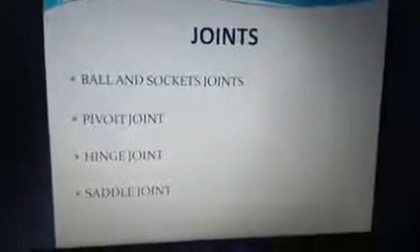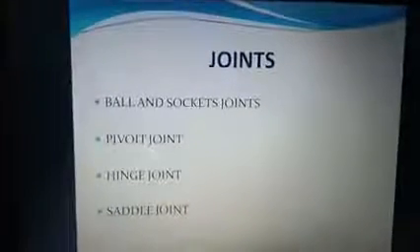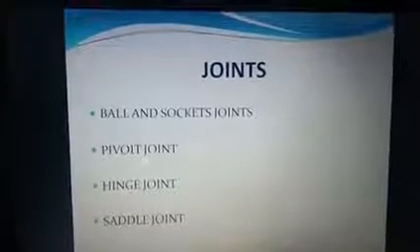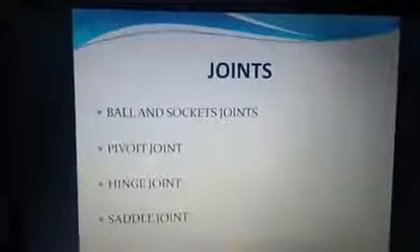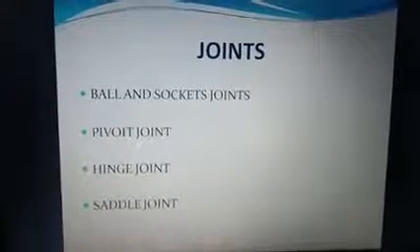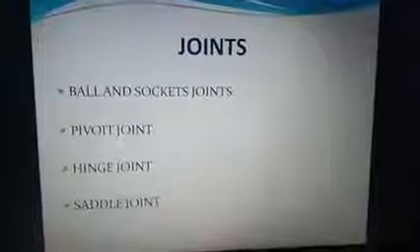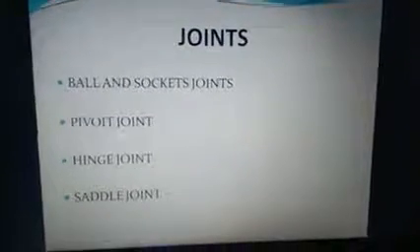So first is the ball and socket joint. Ball and socket joints are found in the hip and the shoulders. This joint allows the maximum movement, like the maximum number of movements which we human beings make are done with the help of these ball and socket joints.